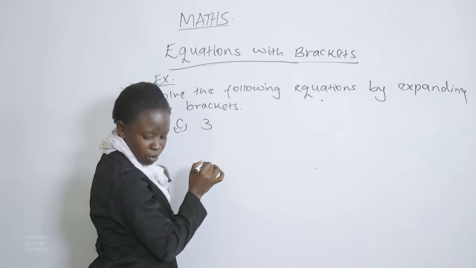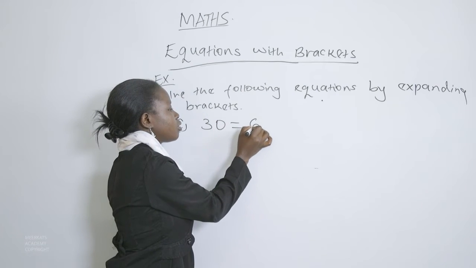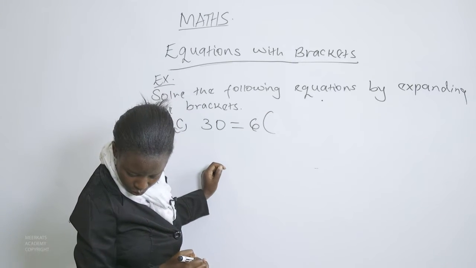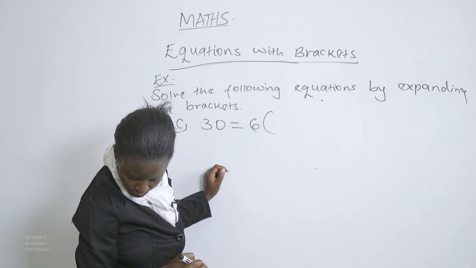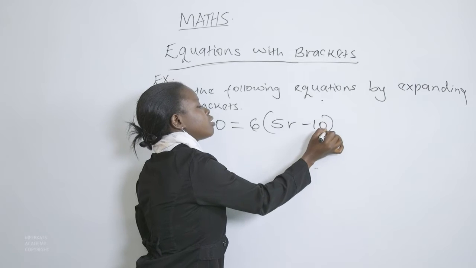Example 3, we have 30 is equal to 6 into 5r minus 10.